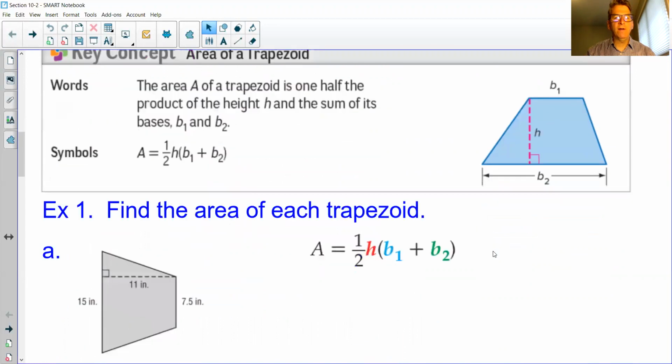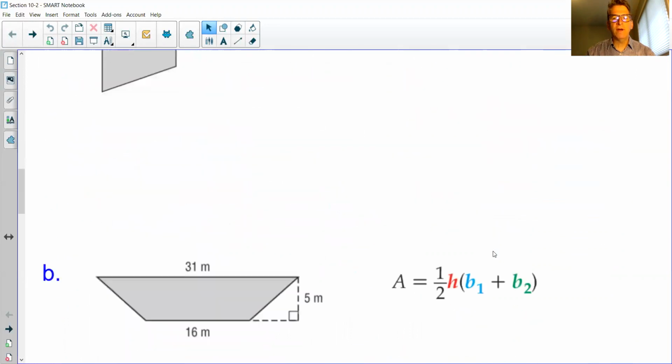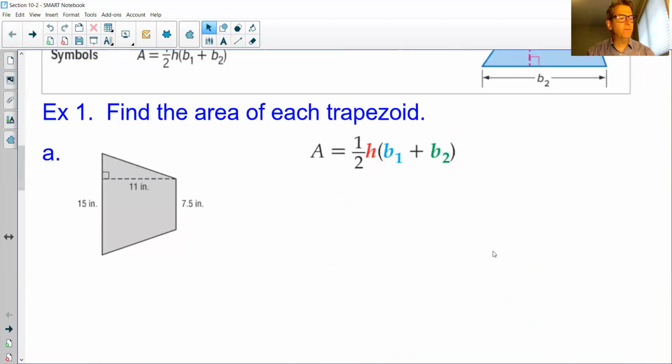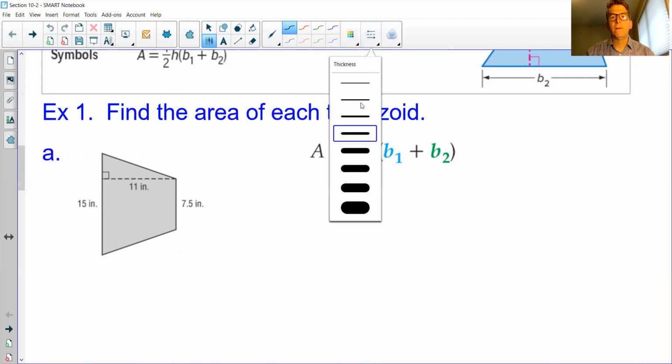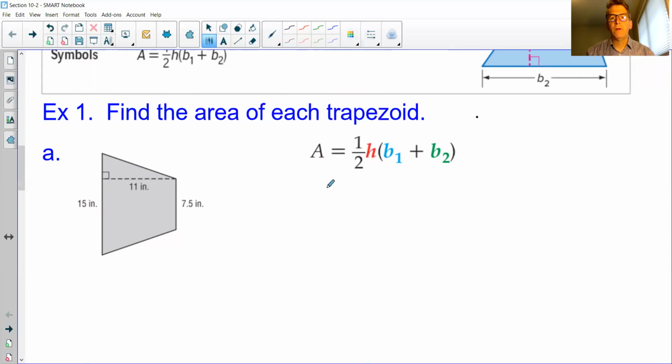Example 1, find the area of each trapezoid. So we've got the formula already written out for us. Here we go. So this first one, we have a height of 11. We have our two bases of 15 and 7.5. So you got 1/2 times the height, which is 11, times the sum of the two bases, 15 and 7.5.